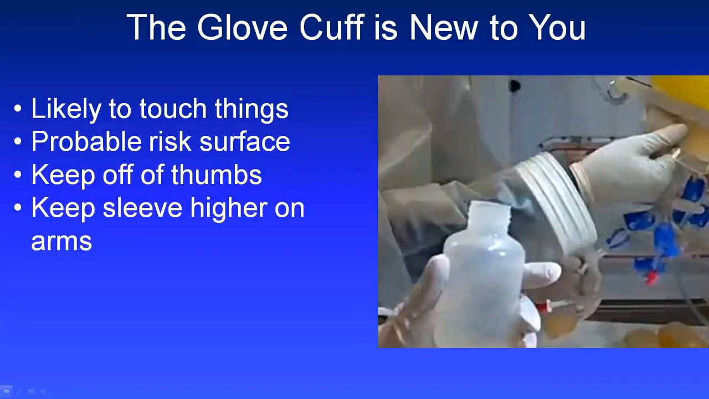Now, the glove cuff is something that's new to you, and it's likely to touch things. It is a probable risk surface. If you're working for long periods of time, particularly if you're standing up, that glove cuff and the glove material will work its way down your arm and may end up sort of laying on your thumbs.